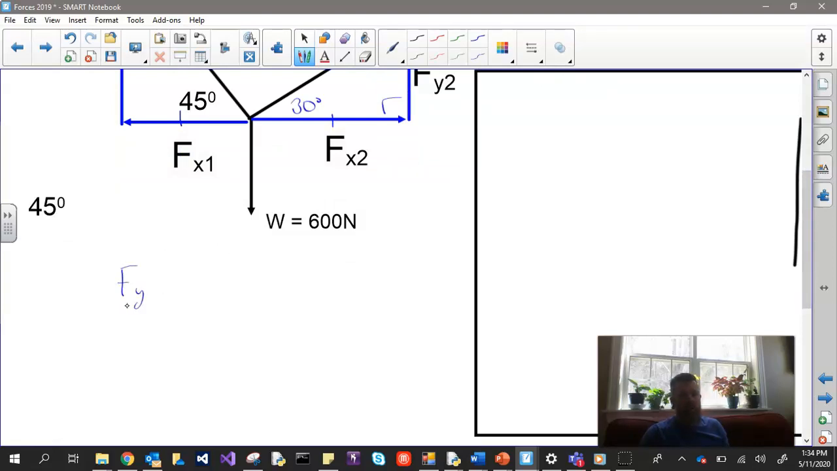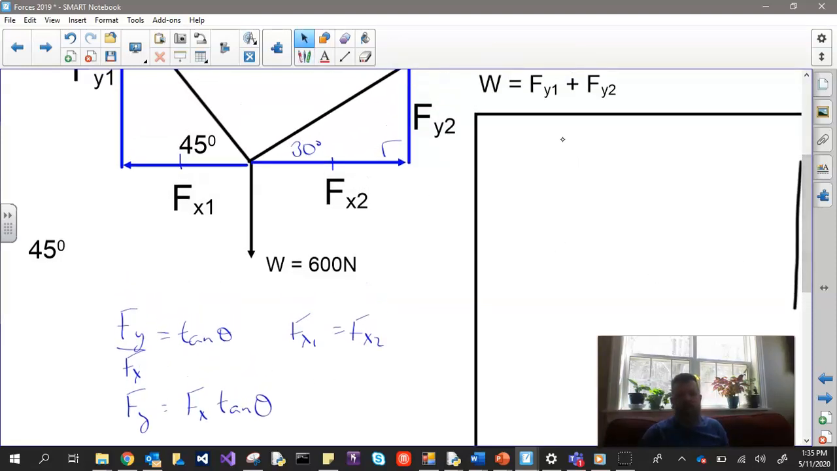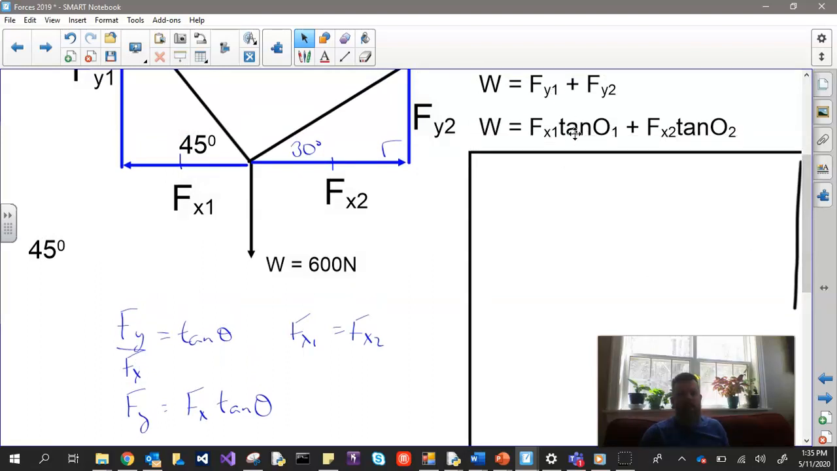I do know that Fx1 equals Fx2. And Fy over Fx equals the tan of theta. So what I'm going to do is say that Fy equals Fx tan of theta. So I'll take that idea up here and I'm going to replace the Fy1 with Fx1 tan of theta and Fy2 with Fx2 tan of theta. And I know the Fx1 and Fx2 are equal, so I'm going to change this to Fx1.